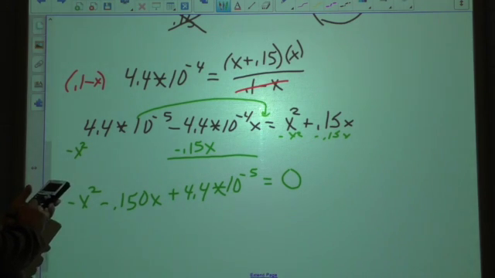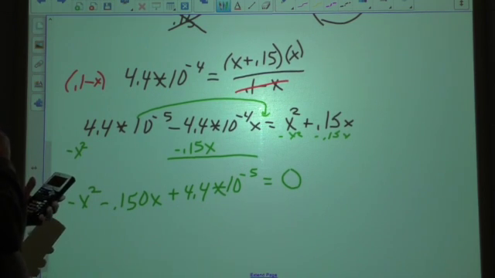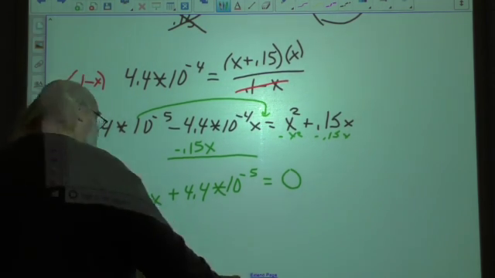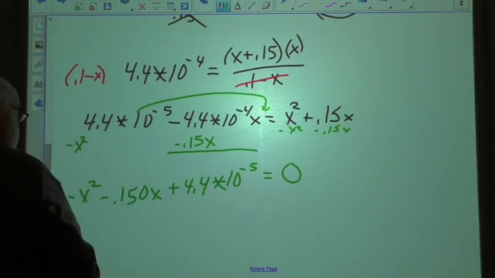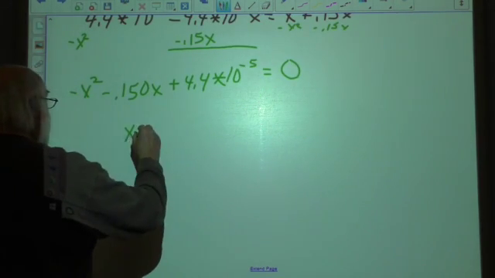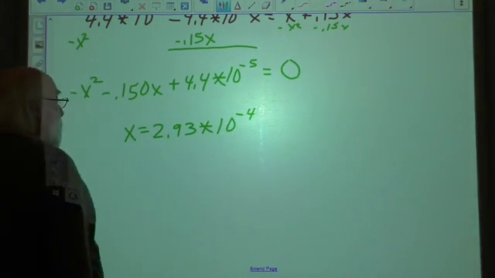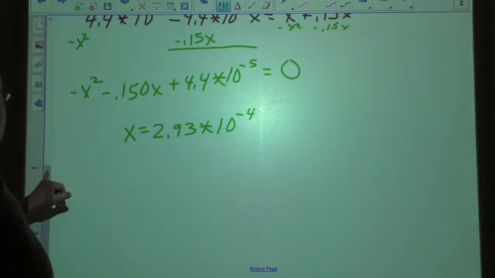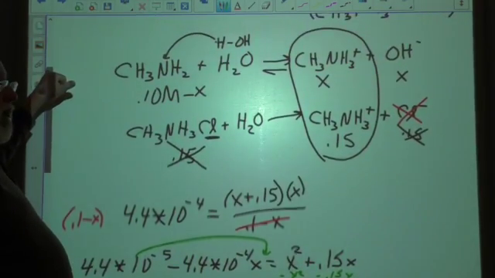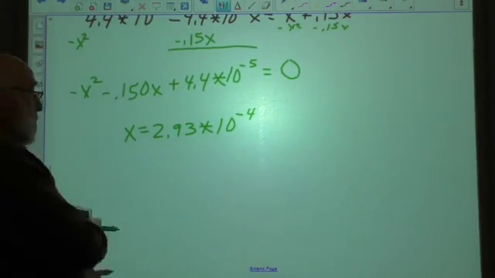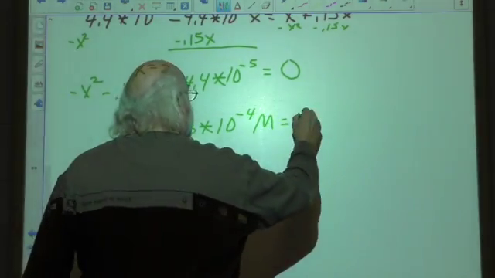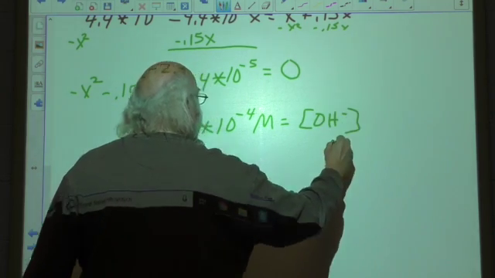Negative 1 for A, negative 0.15 for B, and 4.4 E negative 5 for C. And we get 2.93 times 10 to the negative 4. Well, what does x represent? Well, let's go back and see. x represents not H, but OH. So that's a concentration of OH negative.